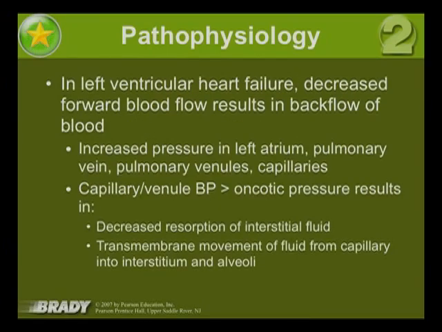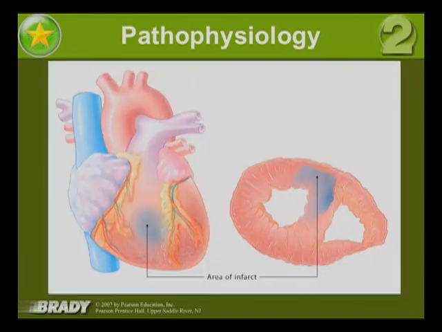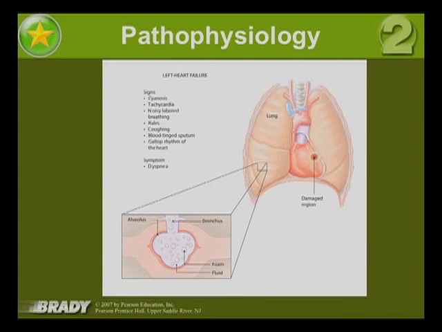In left ventricular heart failure, decreased forward blood flow results in backflow of blood. You get increased pressure in the left atria, the pulmonary vein, the pulmonary venules, and capillaries. The capillary venule BP is greater than the oncotic pressure, which results in decreased reabsorption of interstitial fluid and transmembrane movement of fluid from capillaries into the interstitium and alveoli. Here's a picture of an infarct. Picture of left side heart failure.